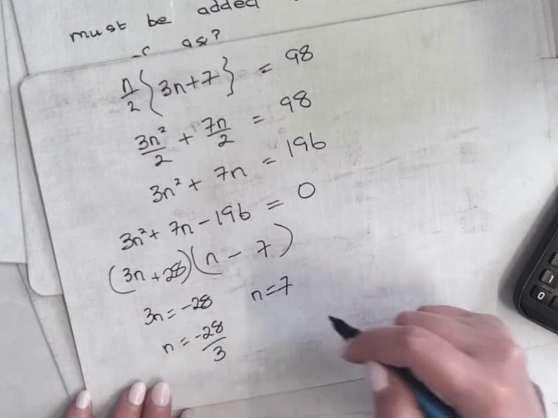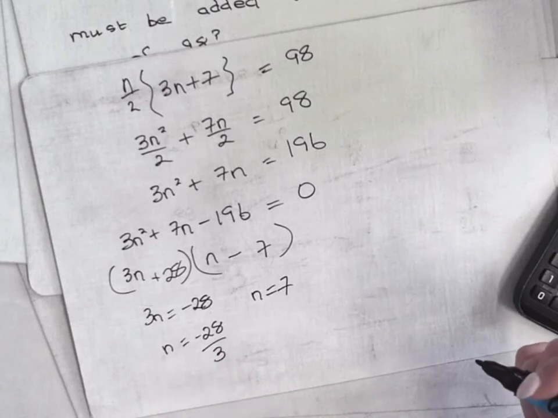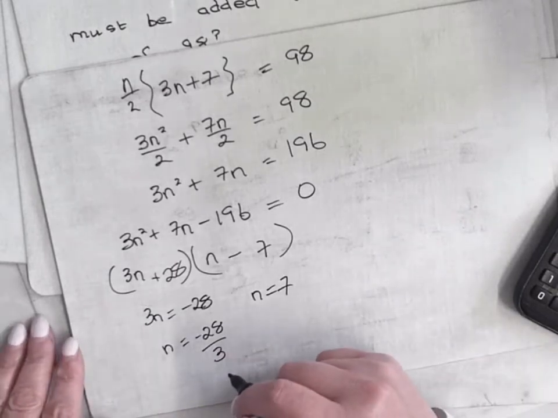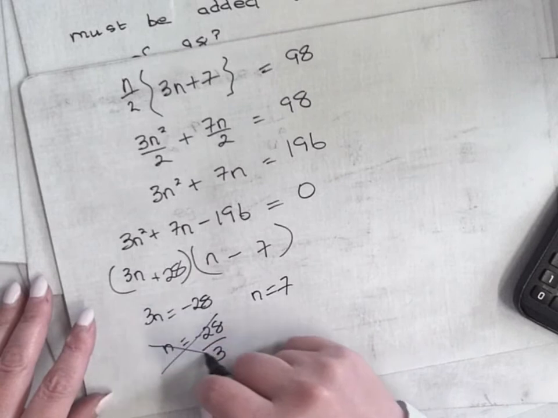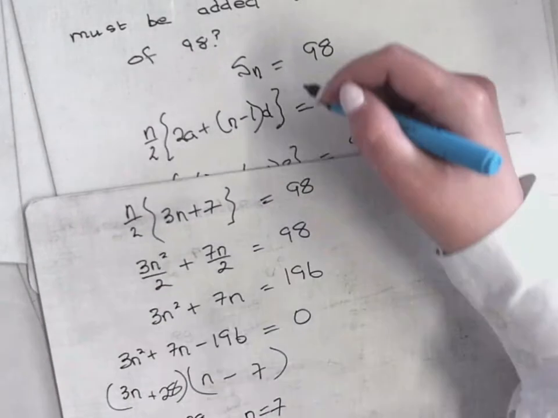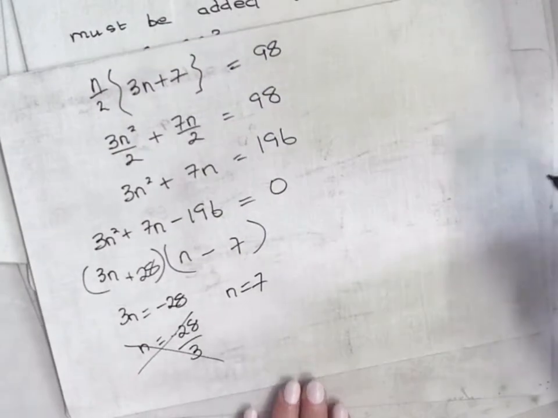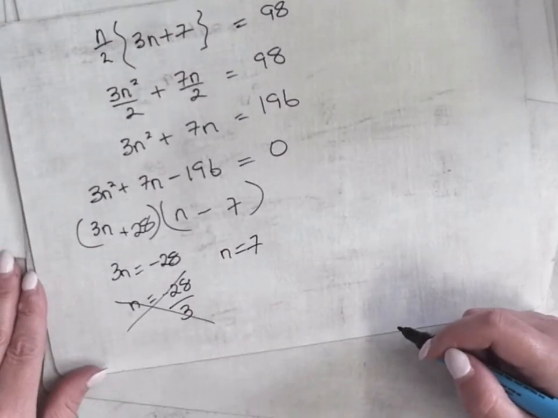What's the story with n is the number of the term? So this means you add minus 28 over 3 terms. Can you do that? No. That wouldn't exist, sure wouldn't. You can't have a negative number of terms and you can't have a fraction number of terms. So this is not an answer. So your answer is n is 7. So basically if you add the first 7 terms in this sequence, you will get 98. Is that okay?